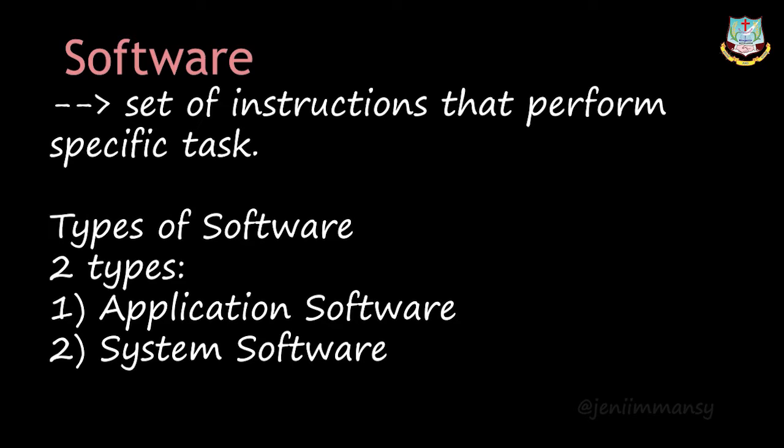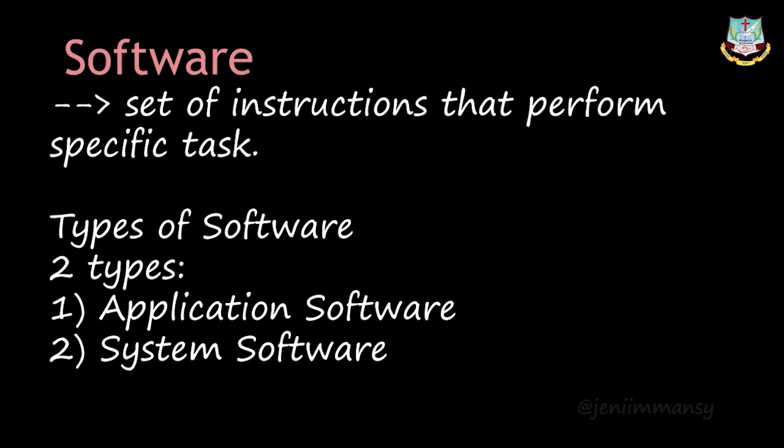So a set of instructions which is given to perform a specific task, we'll say it as software. Software means coding. I told you in the introductory class itself, right? Software is a set of instructions that perform a specific task, and this will interact with hardware to generate the desired output. The types of software are application software and system software.